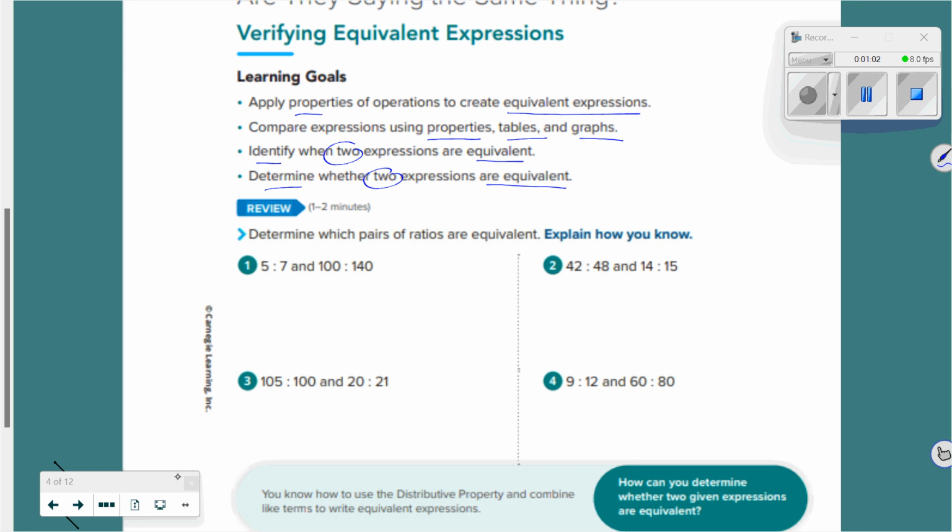So we're going to start with a quick review. We've given you two sets of numbers. We'll go ahead and check and determine which ones are equivalent and then explain how you know. 4 problems. We've got about 4 minutes on this one.